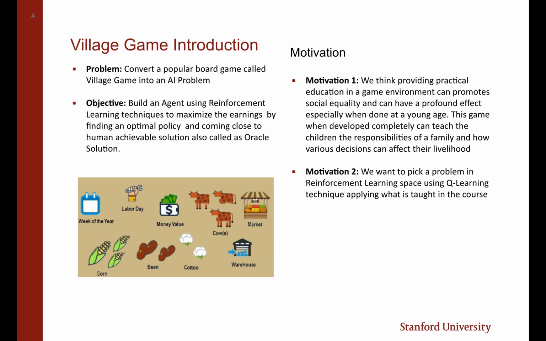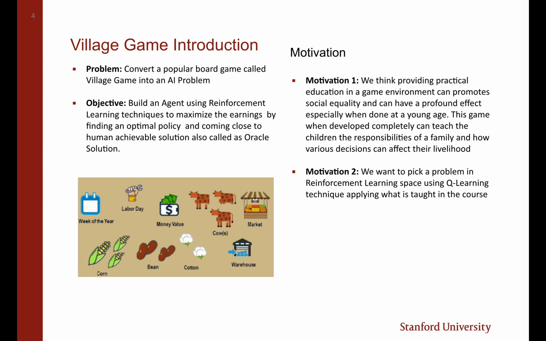What is the problem we are trying to solve? It is to convert a popular board game called Village Game into an AI problem. What is the objective of the game? To build an agent using reinforcement learning techniques to maximize the earnings by finding an optimal policy and coming close to the human achievable solution, which is also called the Oracle solution.